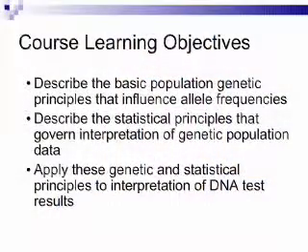The training program that you are about to work through is based on the material prepared by the NFSTC and funded by the National Institute of Justice. The topic is Population Genetics and Statistics. Upon successful completion of the course, you will be able to: 1. Describe the basic population genetic principles that influence allele frequencies. 2. Describe the statistical principles that govern interpretation of genetic population data. And 3. Apply these genetic and statistical principles to interpretation of DNA test results.